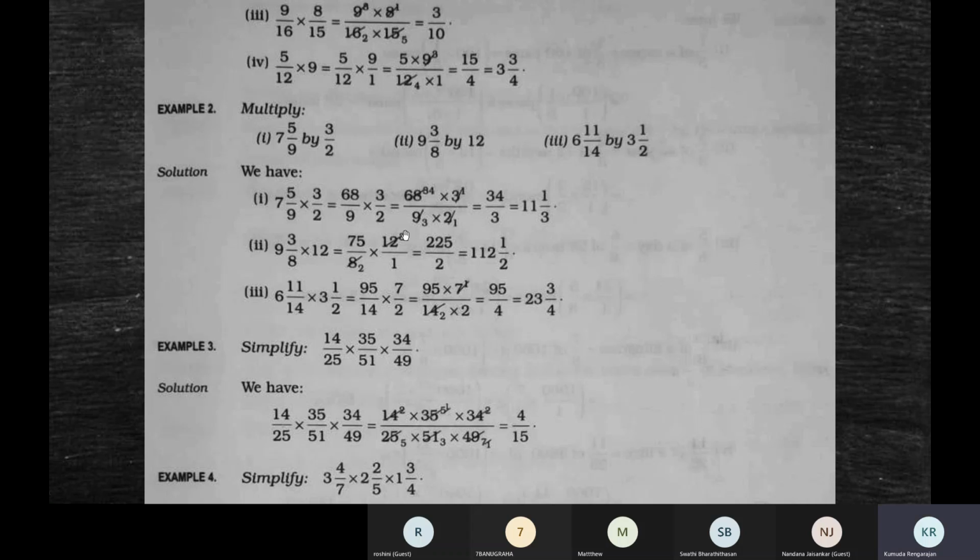So now 75 into 3 is 225. 2 into 1 is 2. Multiply the numerators: 75 into 3, 225. 2 into 1, 2. So it's 225 by 2. And when you write it as a mixed fraction, it is 112 1 by 2.